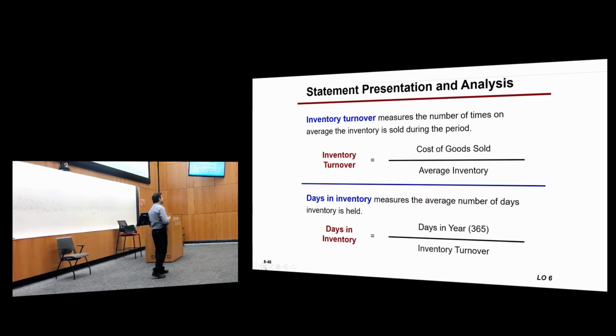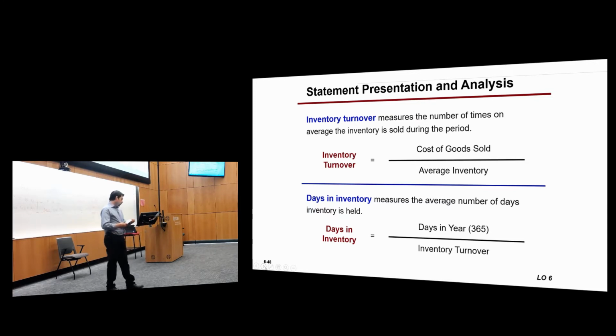Okay? Now, sometimes you can also take that number, inventory turnover, to see how long it takes you to sell your inventory. Let's say that you start today with a warehouse full of products. How long will it take you to sell that inventory? The way you do that is you divide the days in a year, which are 365, by the inventory turnover. Let's see an example here.